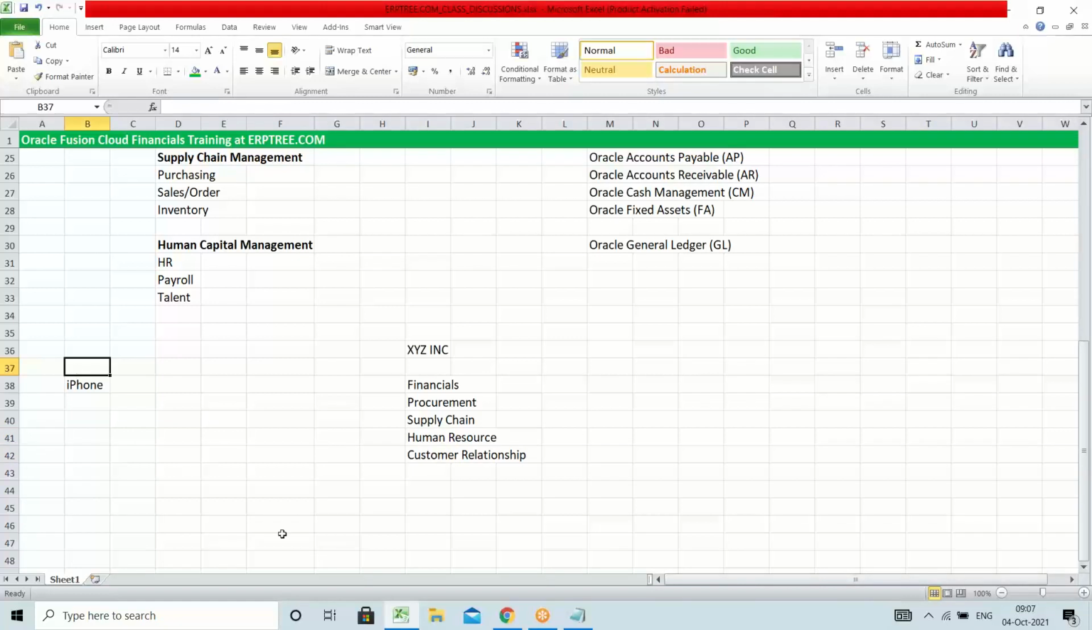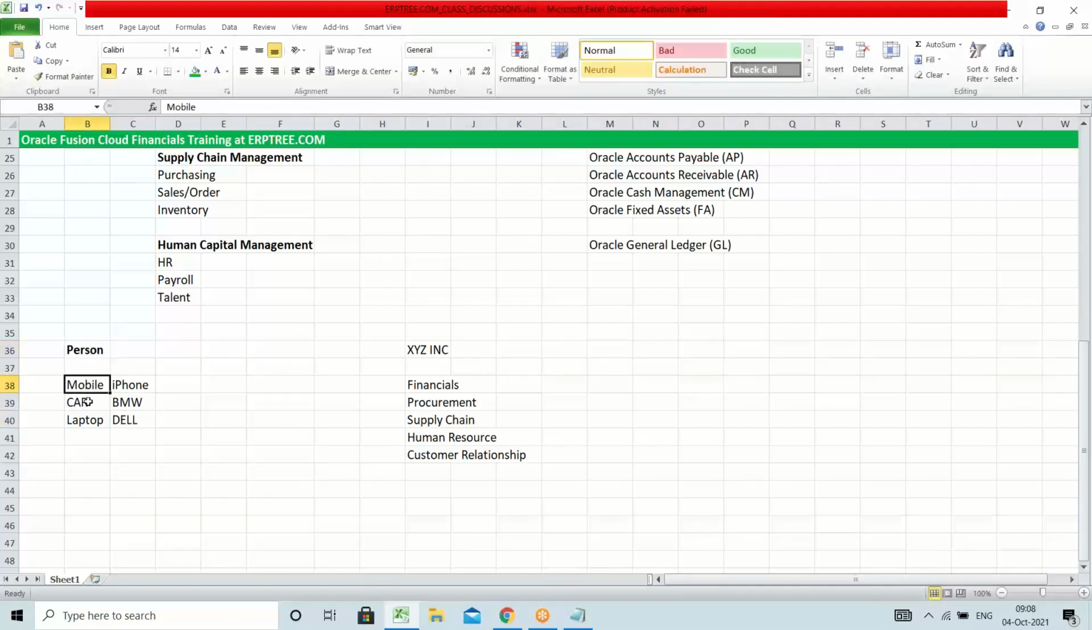Take an example: there is one person who wants to buy a mobile, a car, and a laptop. One company wants to maintain data related to financials, procurement, supply chain, human resource, and customer. In the same way, one person requires all of this. Let's talk about this person. The mobile they may buy from Apple or Samsung. I'm picking Apple iPhone. The car they may buy from Honda or BMW. The laptop they may buy from Dell.